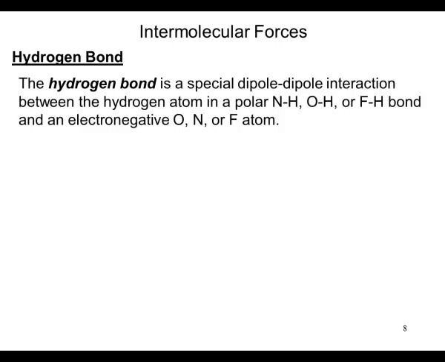The hydrogen bond is a special dipole-dipole interaction between a hydrogen atom and a polar nitrogen-hydrogen bond, oxygen-hydrogen bond, or fluorine-hydrogen bond, and an electronegative oxygen, nitrogen, or fluorine atom.